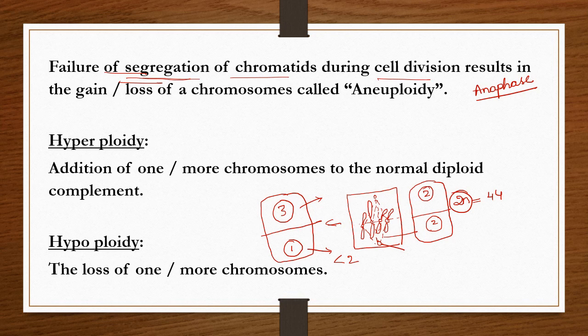So the cell with more chromosomes is called hyperploid, and the cell with fewer or lost chromosomes we call hypoploid. All of this happens due to failure of segregation during anaphase.